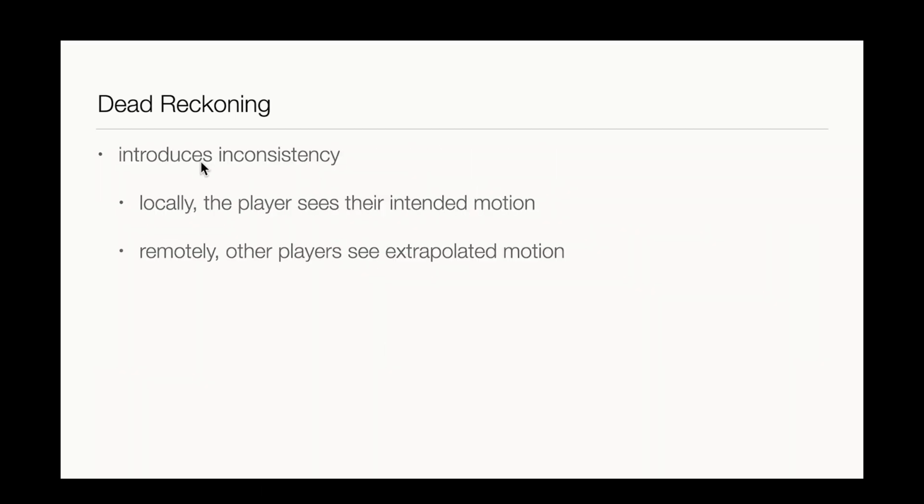Okay, so if you use dead reckoning, you will end up with some inconsistency, unless your time increments are very small. When you use dead reckoning, on a local machine, when a player makes a move, they see their intended move immediately. Remotely, every other player sees an extrapolated motion instead. And then they'll see the correction when they actually get informed of the other player's true position later on. So we'll need some way to deal with this inconsistency.